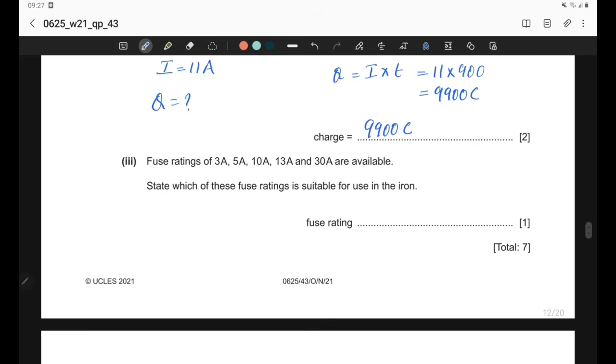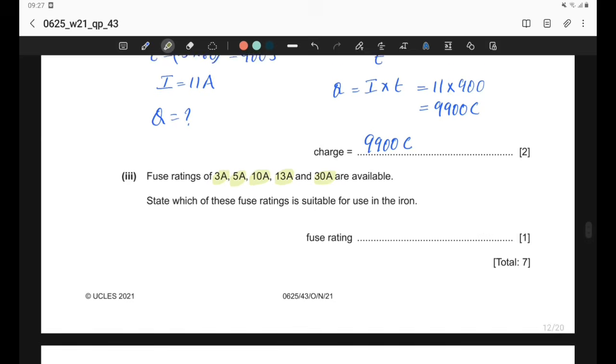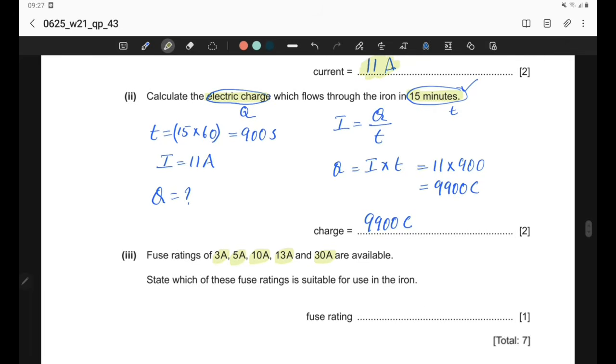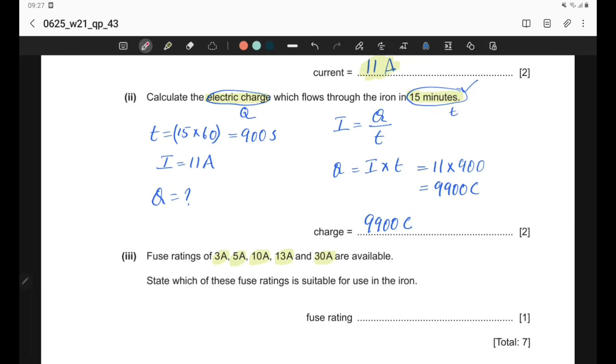Part 3. Fuse ratings of 3 ampere, 5 ampere, 10 ampere, 13 ampere and 30 ampere are available. State which of these fuse ratings is suitable for the use of iron. So here we know that the current passing through this is 11 ampere. So we cannot use any fuse whose value is less than 11 ampere. So we can't use 3 ampere, 5 ampere or 10 ampere because the fuse would blow. And 30 ampere is too much greater than the current which is flowing through the iron, that is 11 ampere. So the suitable one is 13 ampere.